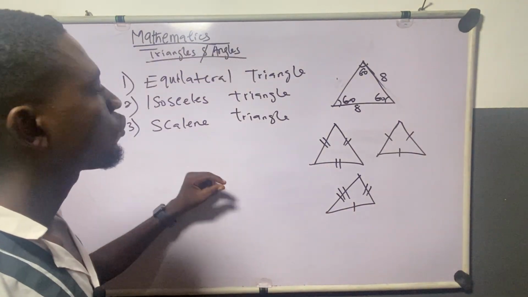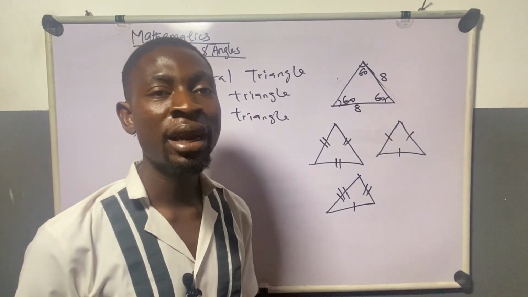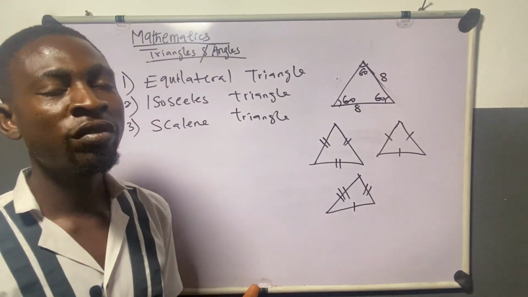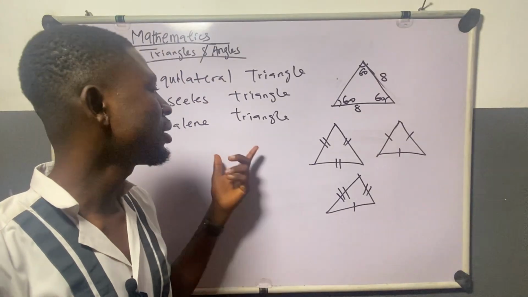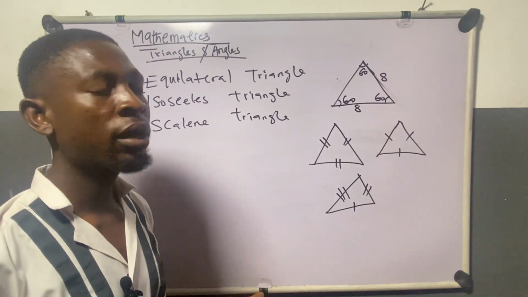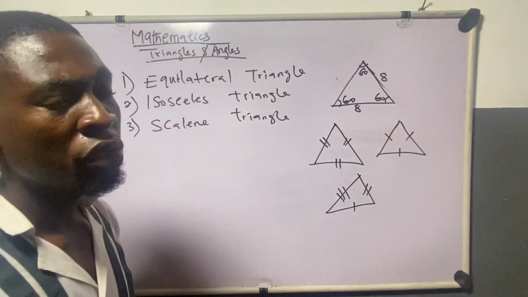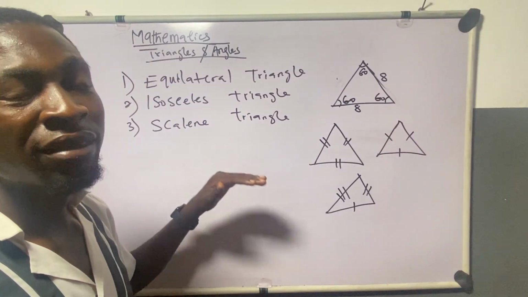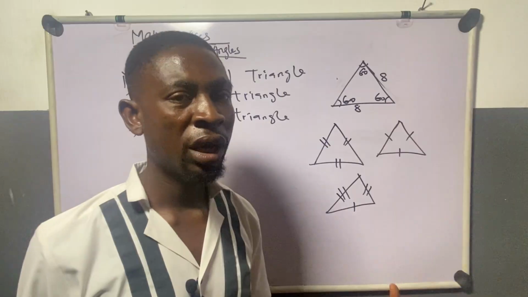Then what is a scalene triangle? A scalene triangle is a triangle in which none of the sides are equal. If you search your dictionary, you will see unequal triangles. Scalene triangles have to do with unequal triangles. Beyond the scalene triangle, scalene with anything is actually the unequal version of those things.